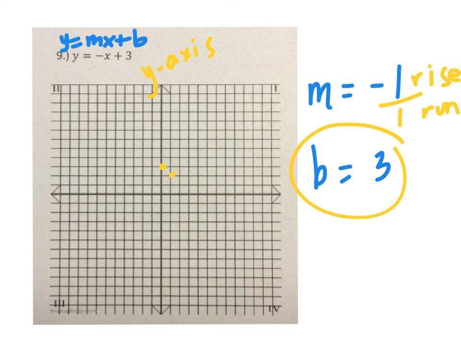Then we'll do it again. Drop 1, run 1. And that's all you need, is at least 3 points. I'm going to make a few more. So I can see my line will go down in the negative direction, and it begins at positive 3 on the y-axis. So yours will look a little neater than mine with pencil and paper, maybe a ruler too. Negative line, and the y-intercept is 3.